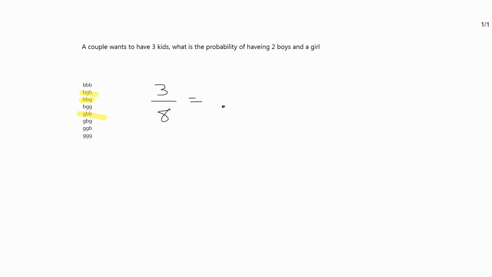Y'all got to calculate on your phone. 0.38, 0.375. There you go. Oh, we haven't talked about ours yet. Ooh, that bite looks good. So there's your three types of probability.